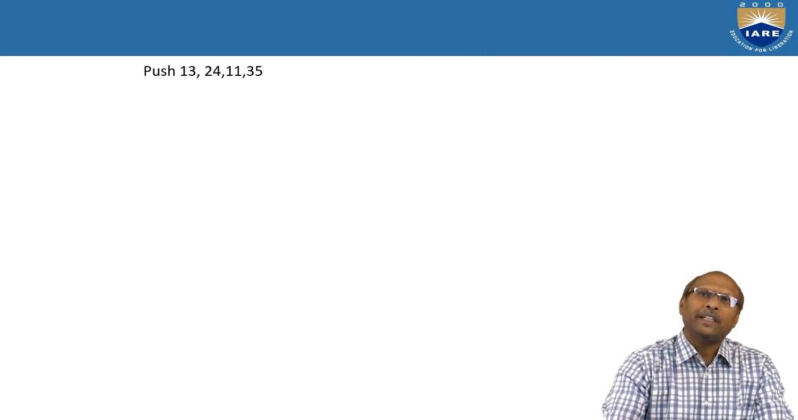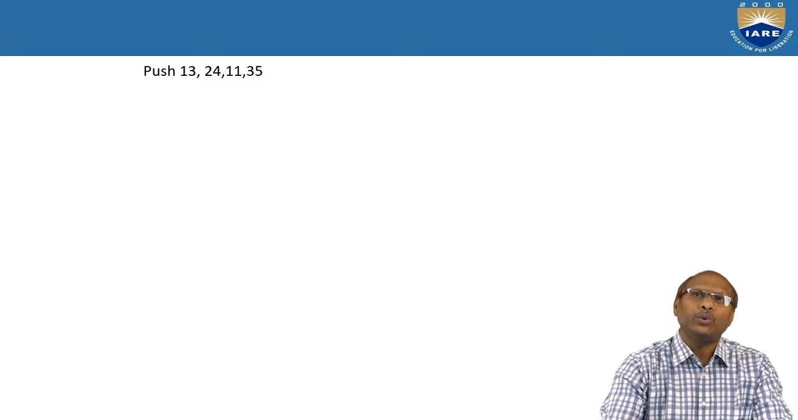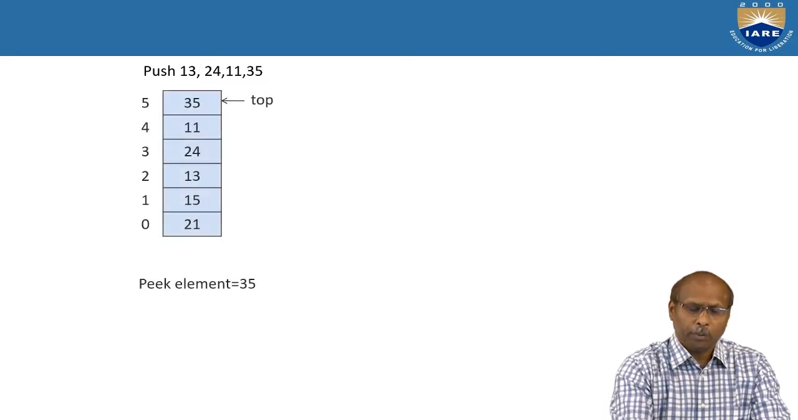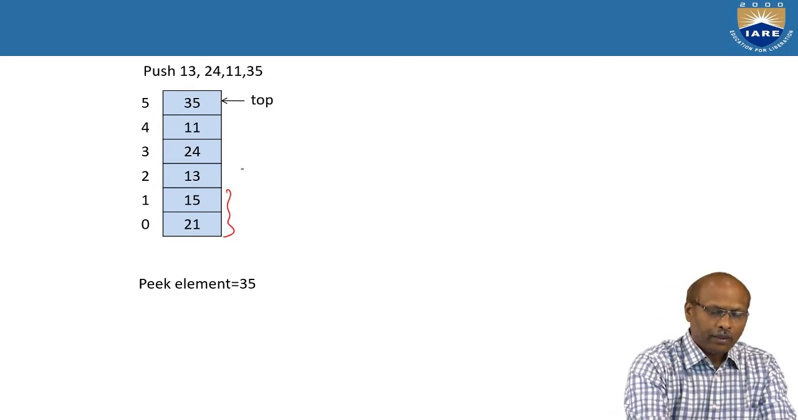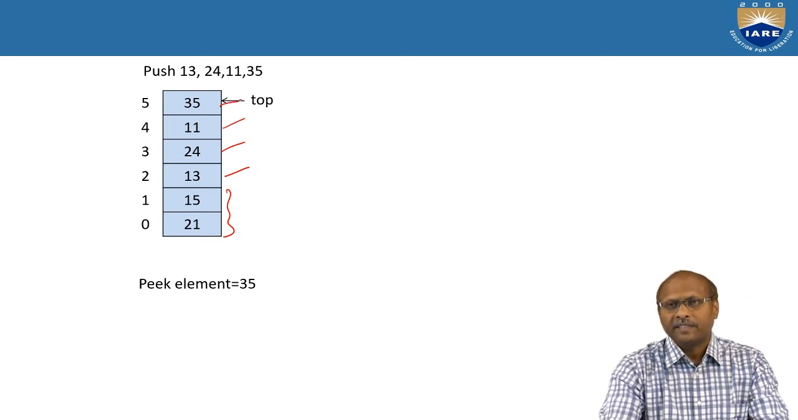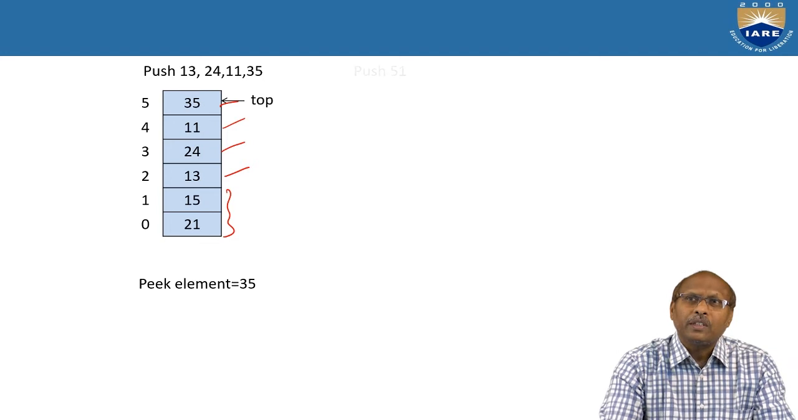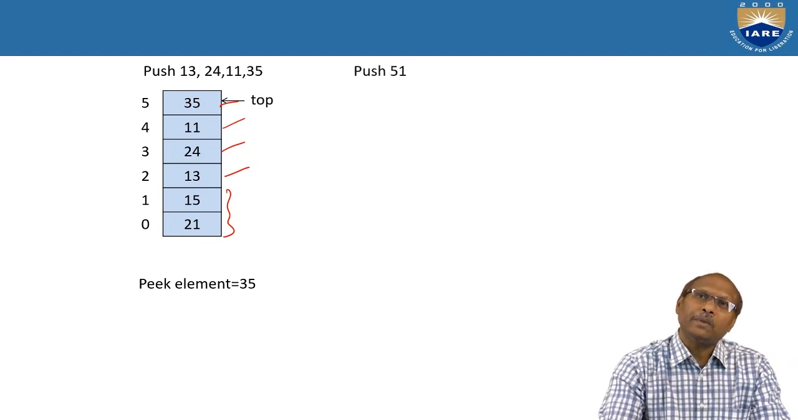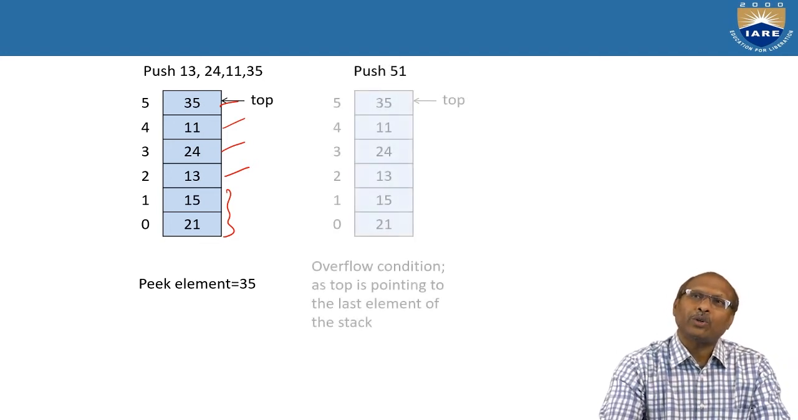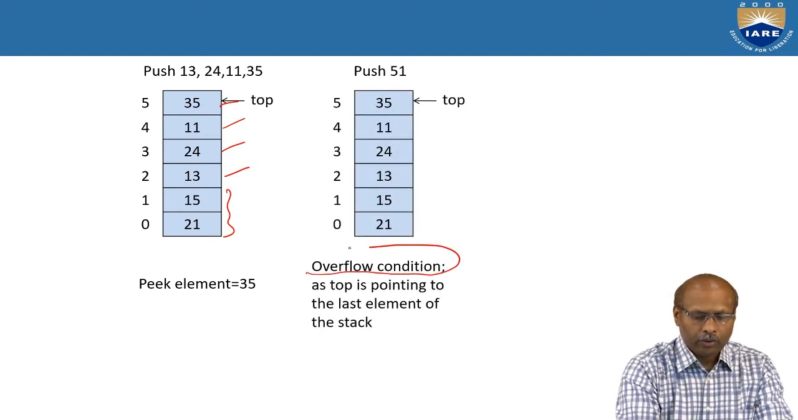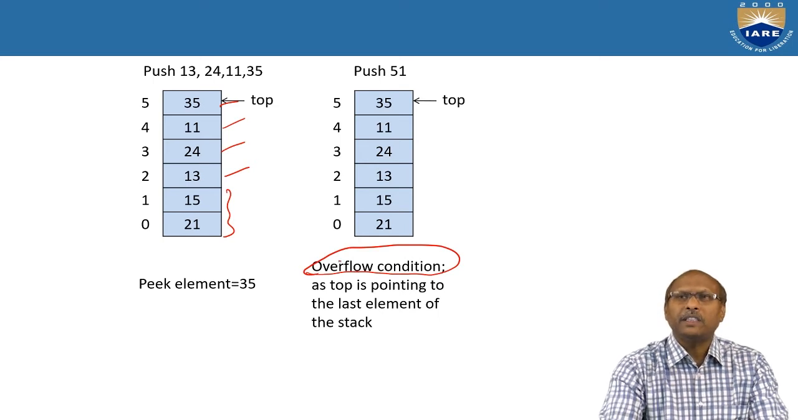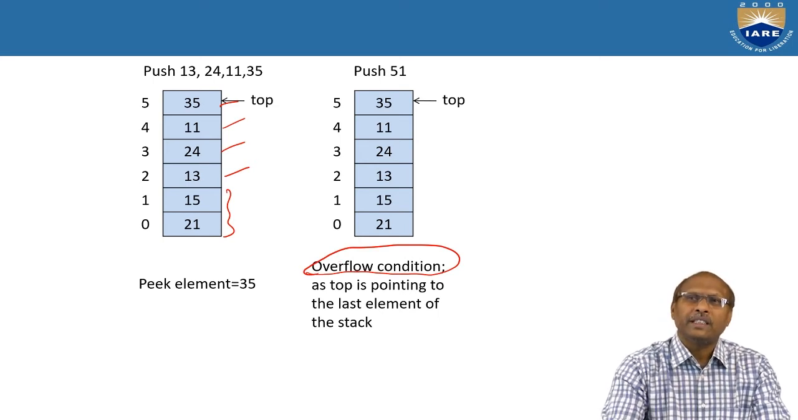Assume I want to push 13, 24, 11, 35. Already 2 elements are there, and in addition to those 2, you want to push these. That means the top is at the 5th position. Earlier these 2 were there, and now 13, 24, 11 and 35, these 4 are inserted. Now if you try to push 51, the top is incremented and has gone out of the boundary. So it is an overflow condition. Whenever the top goes out of the boundary, that is called an overflow condition, and there you cannot insert.